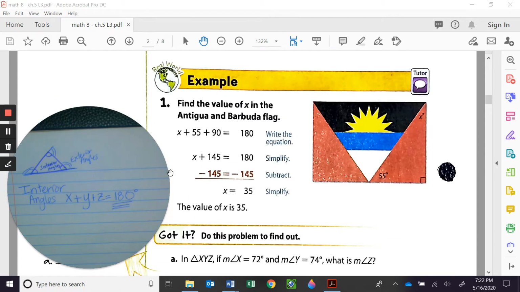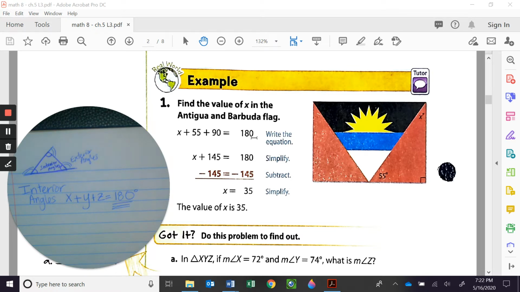So you can see here, it says find the value of x in this flag, okay, the Antigua and Barbuda flag. There's lots of triangles here, but they're looking at this one kind of brown looking triangle. So they have x here, they have 55 here, and they have that this is 90, because remember that little square means 90. So when you add that all together, it must equal 180.